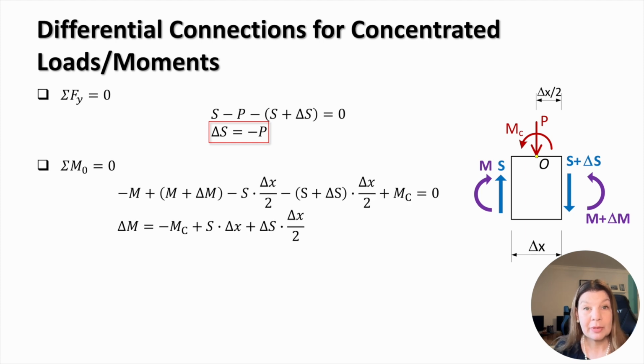Next, we apply moment equilibrium about point O. This gives an expression involving the applied concentrated moment together with several terms containing delta x. Since delta x is extremely small, the remaining terms involving delta x can be neglected with insignificant loss of accuracy. And this leads to delta M equals negative M sub C. This relationship shows that a concentrated moment causes a sudden change or jump in the bending moment diagram. Again, the magnitude of the jump equals the applied moment, while the sign depends on the chosen convention.